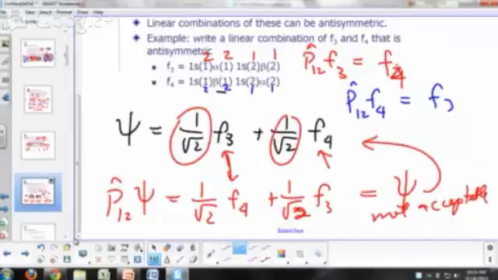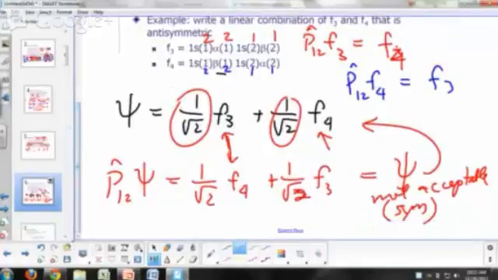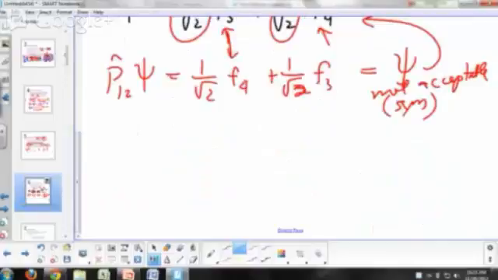The function is symmetric. It follows the principle of indistinguishability, but it doesn't follow the Pauli principle. Wait, this is symmetric now? This is symmetric, so it's not acceptable. We want our function to be antisymmetric. So we want, if we operate P12 on psi, to get back negative psi. So let's try to do another linear combination.